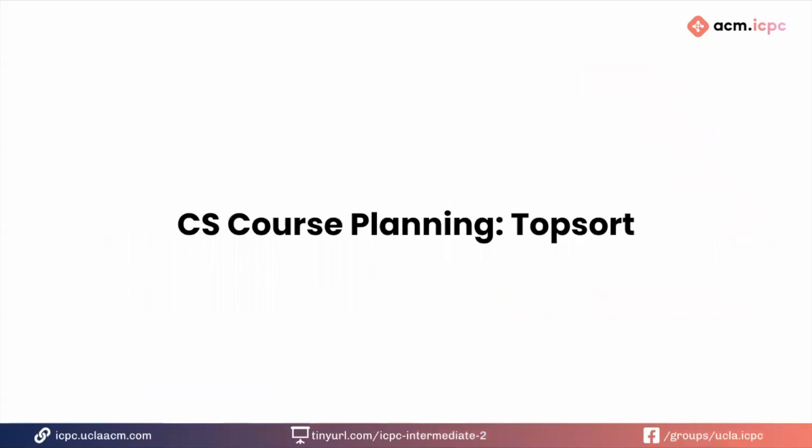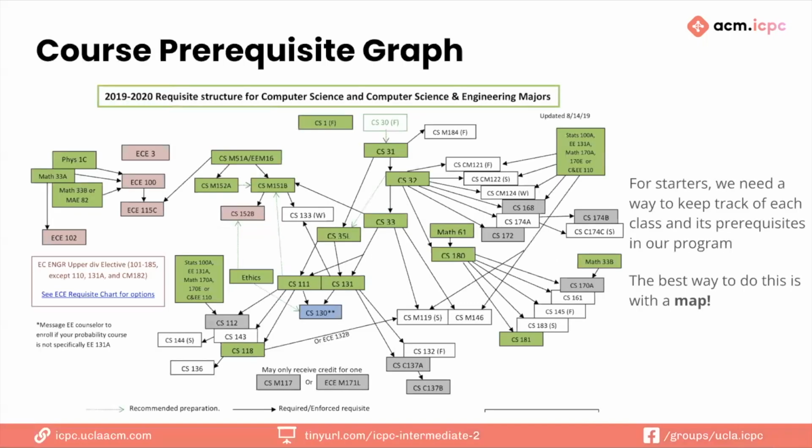All right. Does anyone have any questions about topological sort in general? If not, let's look closely at the example that I just provided about the course prerequisite graph and see how we might program this kind of problem. So for starters, we need some way to keep track of a class and its prerequisites. The best way to do it is a data structure called map.